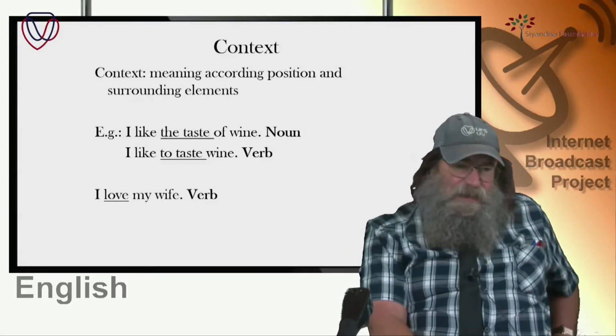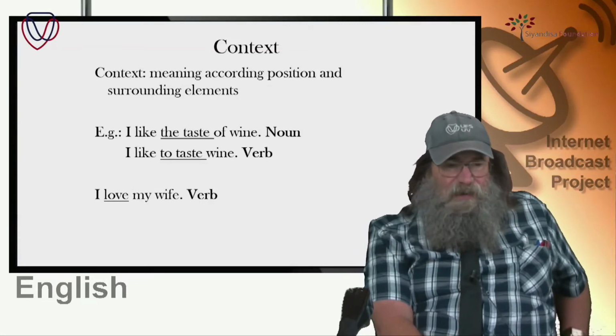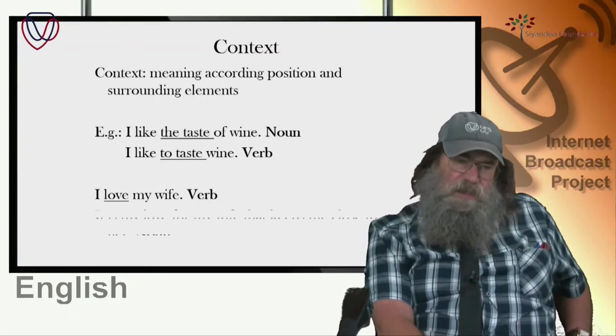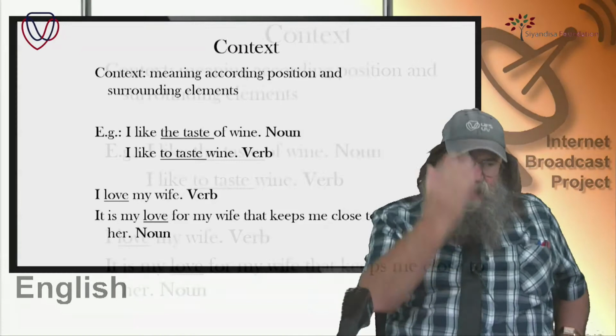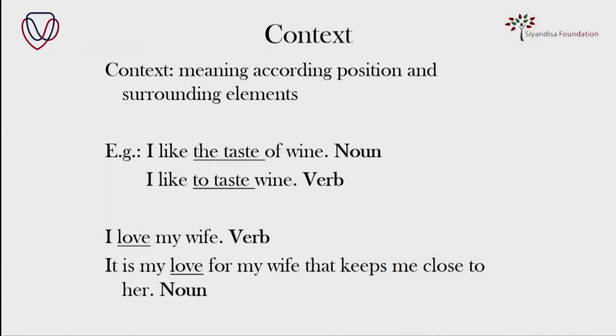Here's another one. Okay, there we are, nice and romantic. "I love my wife." Okay, now that's obviously a verb, that's the doing word in the sentence. But here, it's completely different. Here you have a possessive adjective before it, because it is now being used as a noun, an abstract noun for that matter. "It is my love for my wife that keeps me so close to her." Okay, so once again, you've got to check according to the context. If you haven't checked your context, you might write down the wrong part of speech.